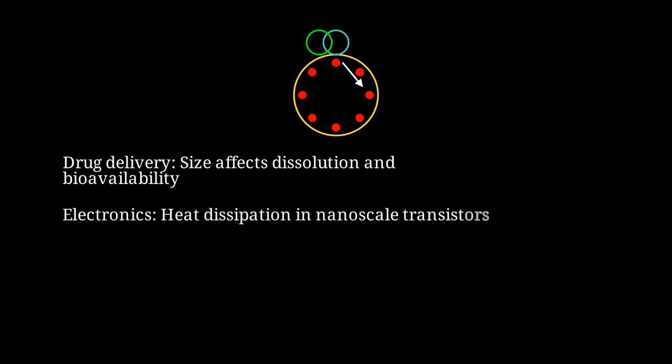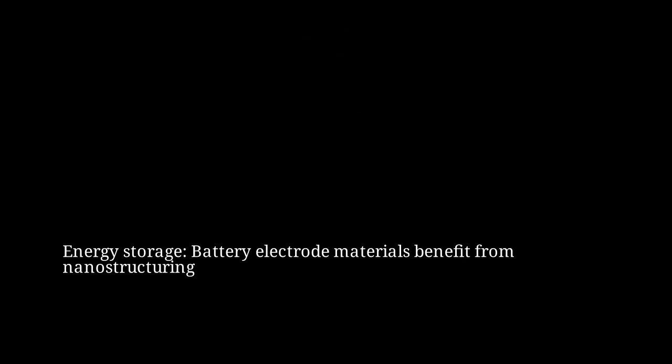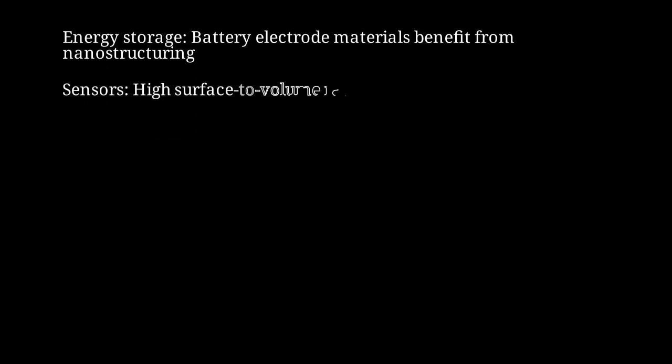In electronics, understanding heat capacity and thermal transport at the nanoscale is critical for managing heat in tiny transistors. Battery electrodes use nanostructured materials to increase surface area for faster charging and higher capacity. Chemical sensors exploit high surface area to detect tiny amounts of target molecules with high sensitivity.